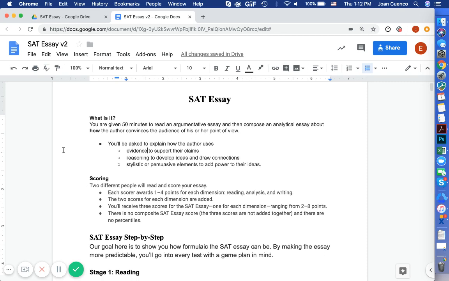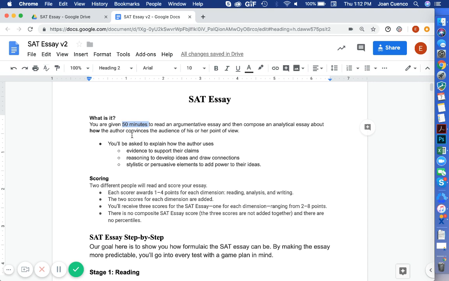So the first part is, what is the SAT essay? Well, you'll be given 50 minutes to read an argumentative essay and then compose your own essay that explains how the author convinces the reader of his or her point of view.